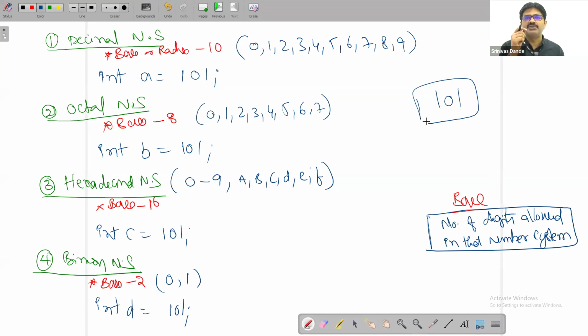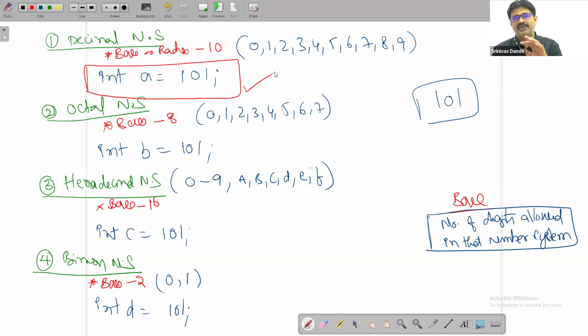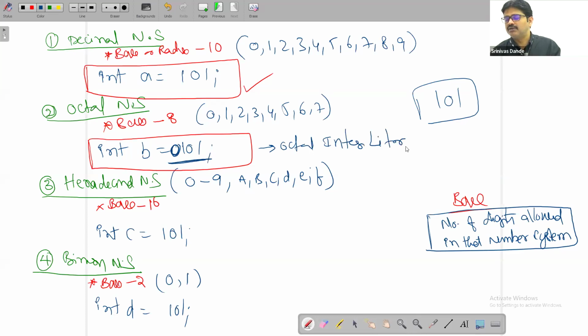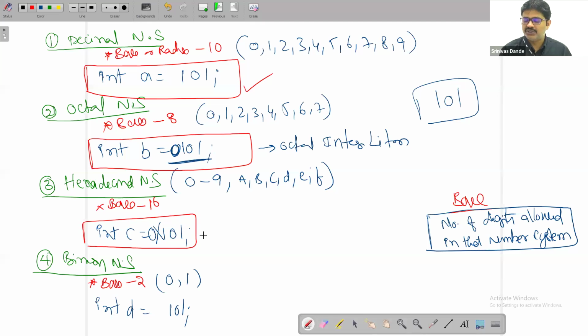The differentiation they gave is in terms of syntax. Number one, in the case of decimal numbers, you write whatever you want, and that will be considered as the default decimal only. When you are writing octal, you have to give a hint to the compiler. All octal numbers have to start with 0. If a number starts with 0, that will be considered as an octal integer literal. If a number starts with 0x, x can be capital or small, your wish, like 0x101, this will be considered as a hexadecimal integer literal.